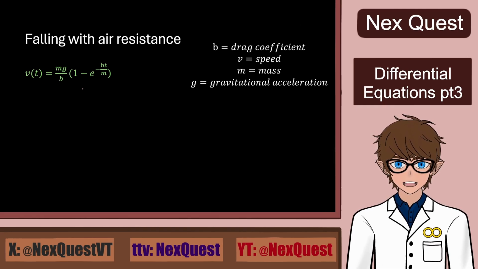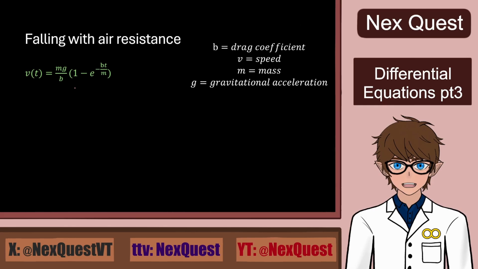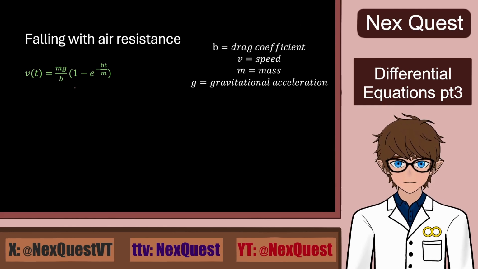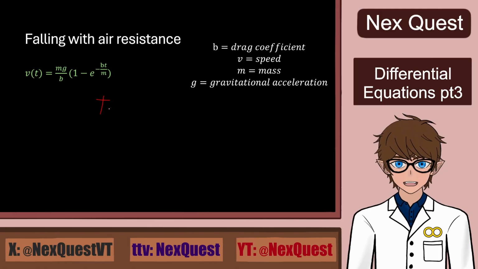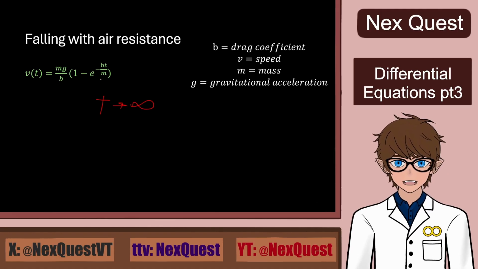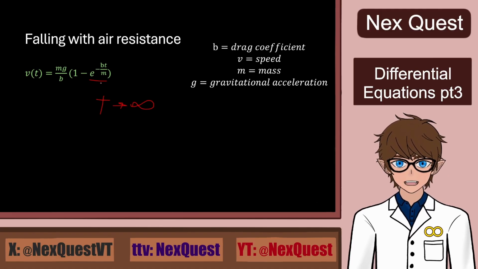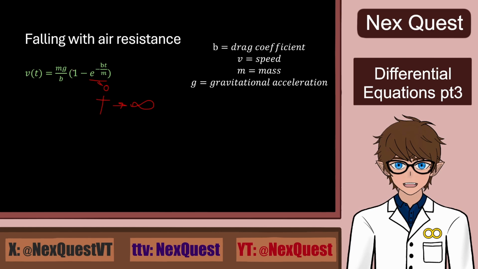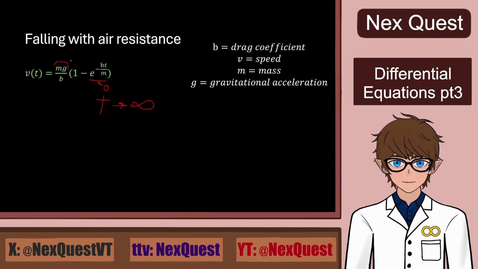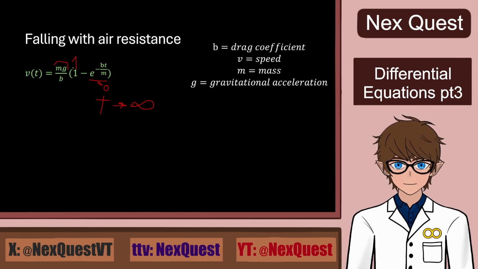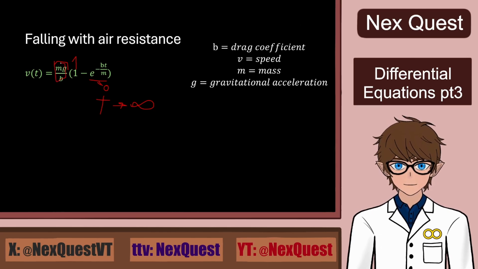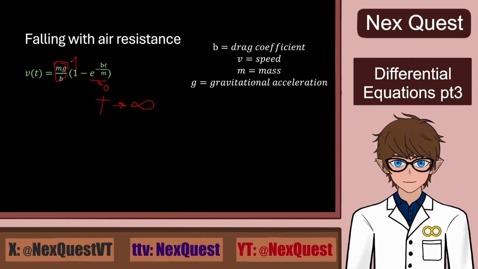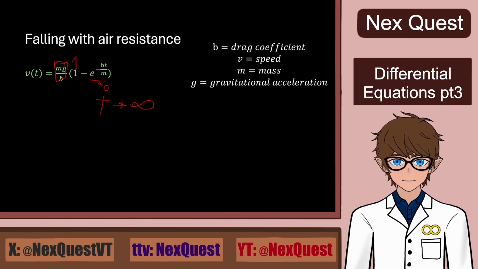In no way do you need to know the result. It is important that you know how we got to it. But now let's analyze it. When time approaches infinity, the exponent term will be approaching 0, meaning the right side will then equal this factor times 1. So the right side equals this factor, because 1 minus 0 is 1, and 1 times something is something. So the right side will be m times g over b.